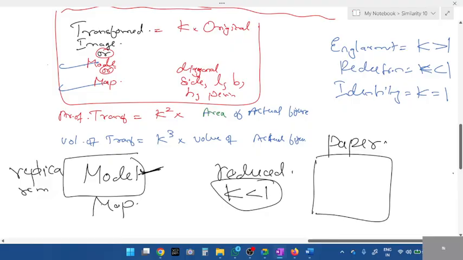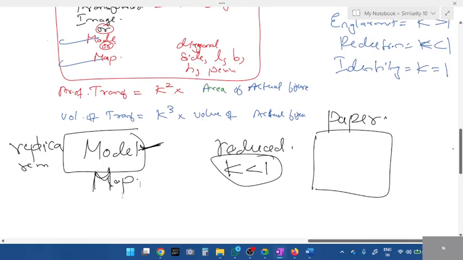Map is different, model is different. So the Taj Mahal is totally big. We convert it into a small model, reduction.